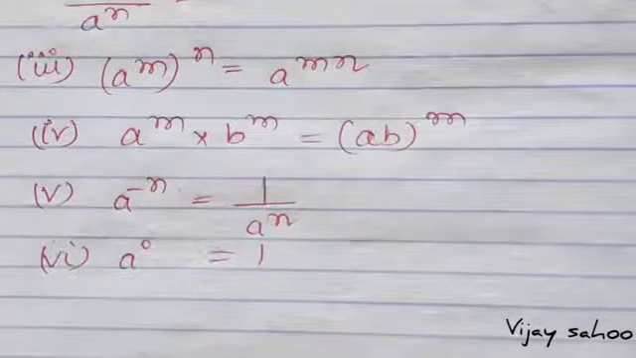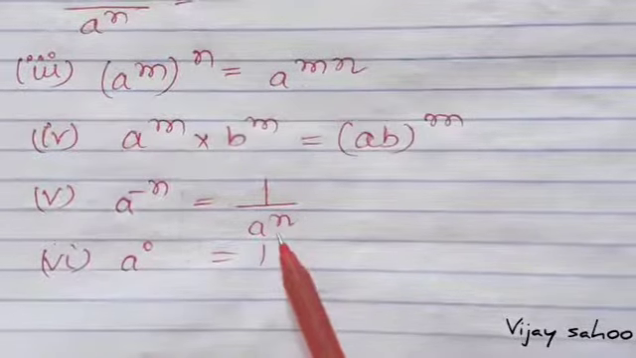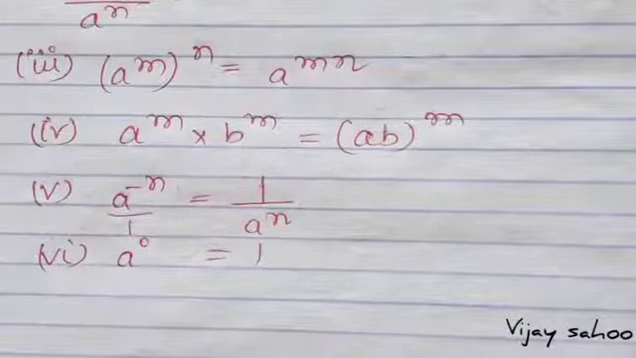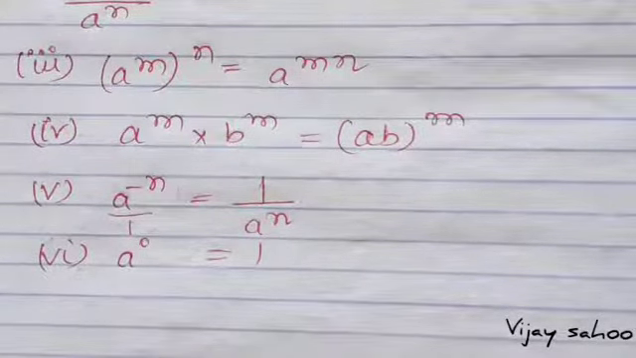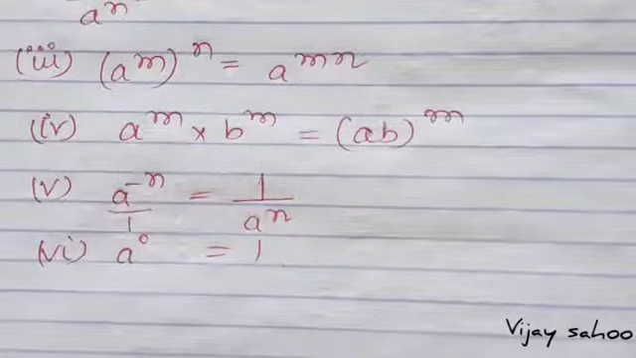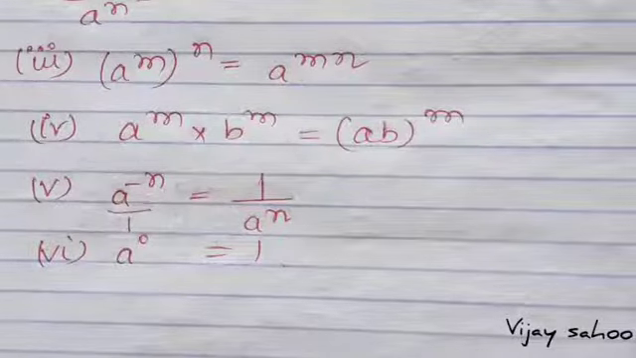Next, if anything is negative in your power, then you can make it positive by taking a reciprocal of it. A reciprocal means what? Here the denominator is 1, so I have taken the reciprocal, it is 1 upon a power n. And anything raised to 0 will be equal to 1.